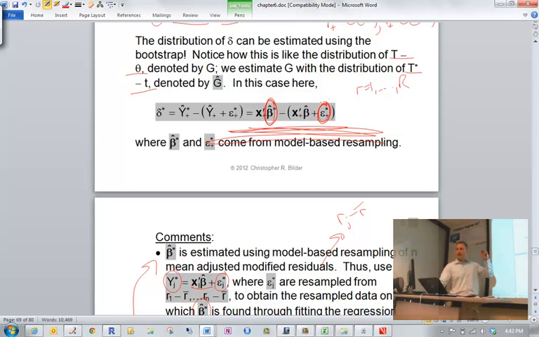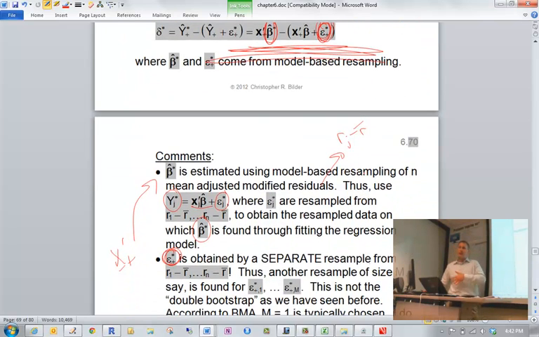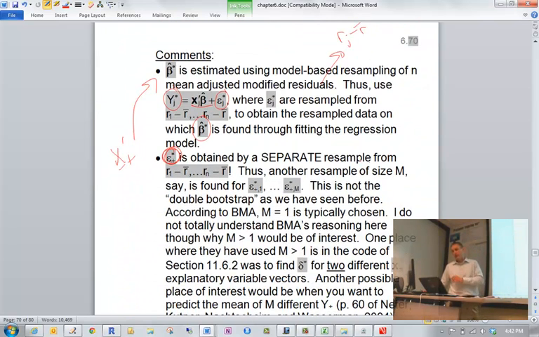But because of this variability that we have left here, I have to take 2 more samples out of my modified mean adjusted modified residuals. You'll see an example of that coming up if it's not 100% clear.